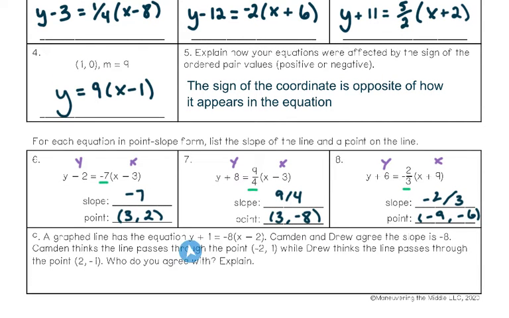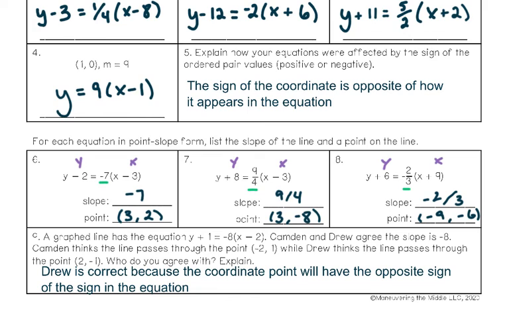In number 9, we have a disagreement. Camden and Drew can both look at this equation in point slope form, and they agree that the slope is -8. That's correct. However, Camden thinks the line passes through the point -2, 1, while Drew thinks the line passes through the point 2, -1. Who do you agree with and why?